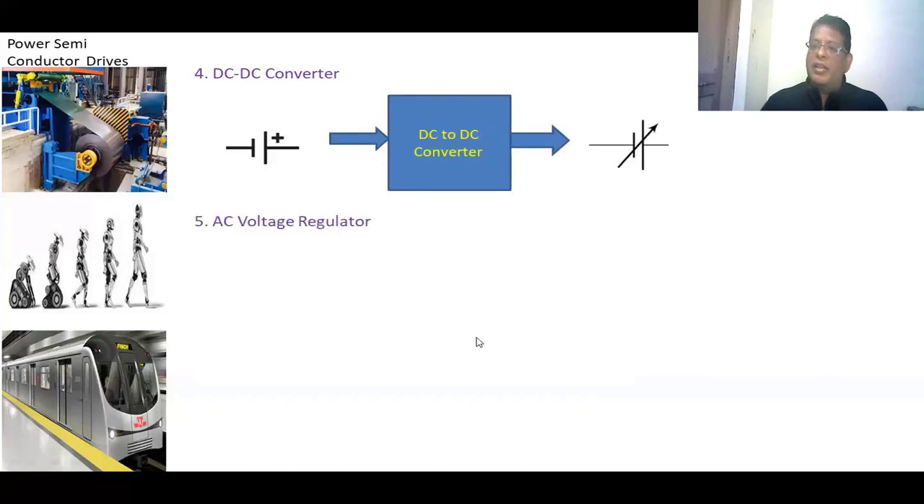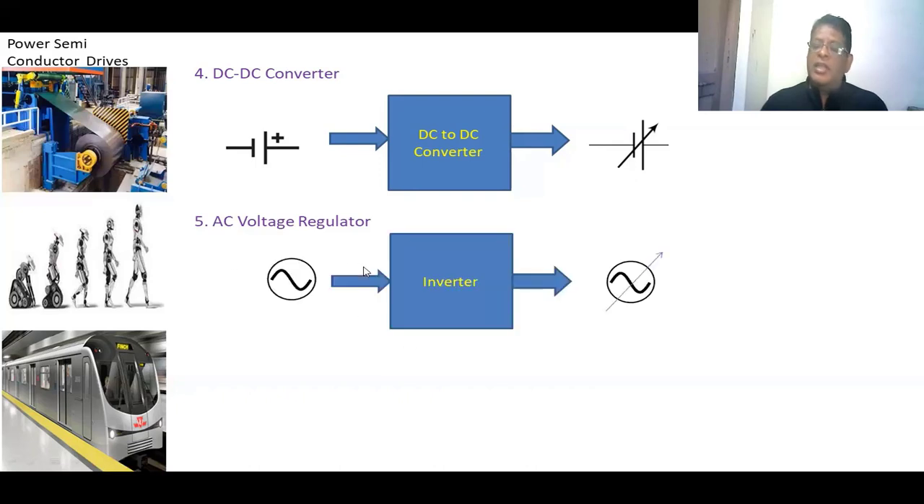AC voltage regulator. If the load motor is an induction motor and the supply is an AC supply, and we want speed control by means of the stator voltage, then you have to go for the AC voltage regulator. The AC voltage regulator is a power electronic circuit which converts the fixed AC voltage to a variable AC voltage, but the frequency is constant. That you have to keep in mind.